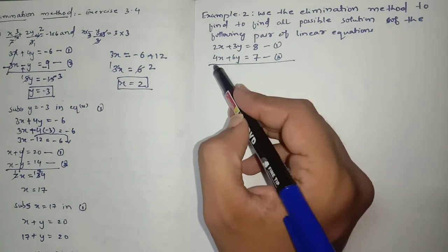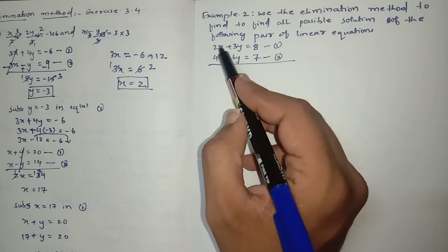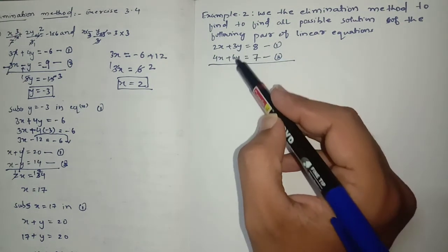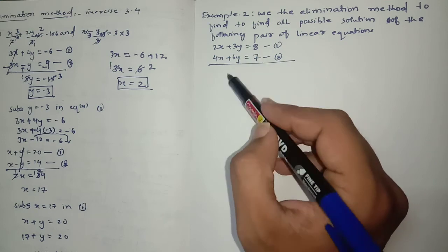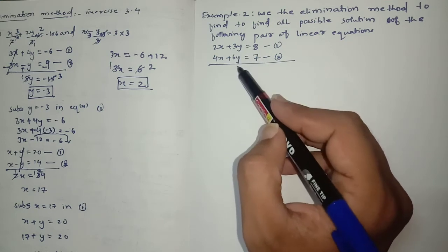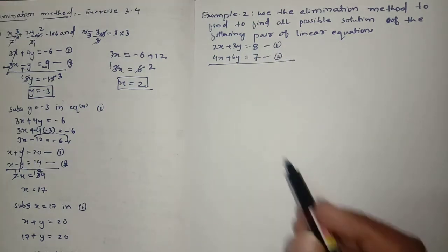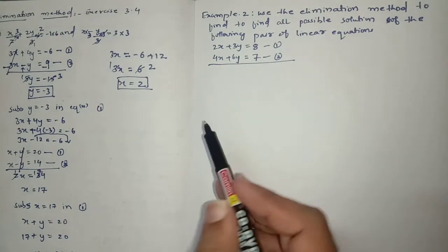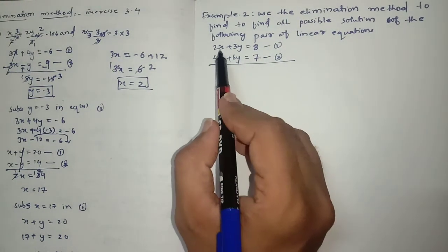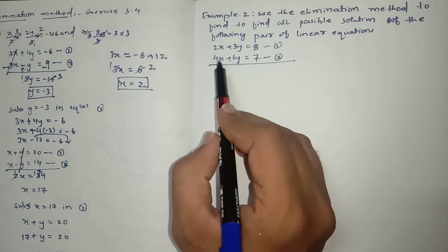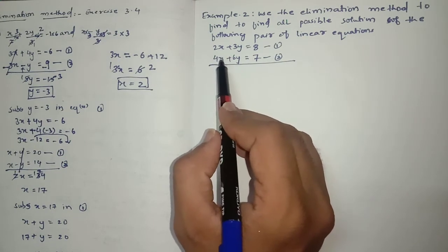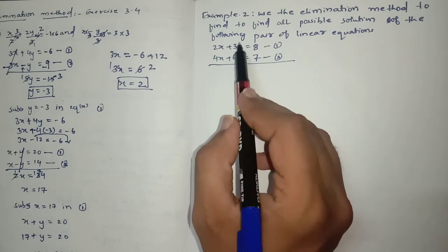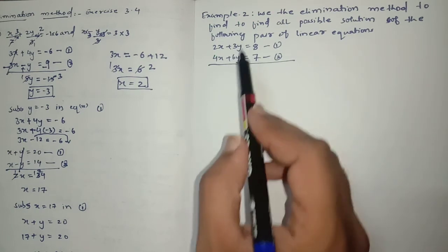Can we eliminate x term, student? No, we cannot. One is 2x, another is 4x. Can we eliminate 3y and 6y? No, we cannot eliminate. Both are different. So first we have to balance the equation here. As we learned yesterday, either we have to make this as 4x, then these two get cancelled, or we have to make this as 6y. So both become same and we can cancel it.